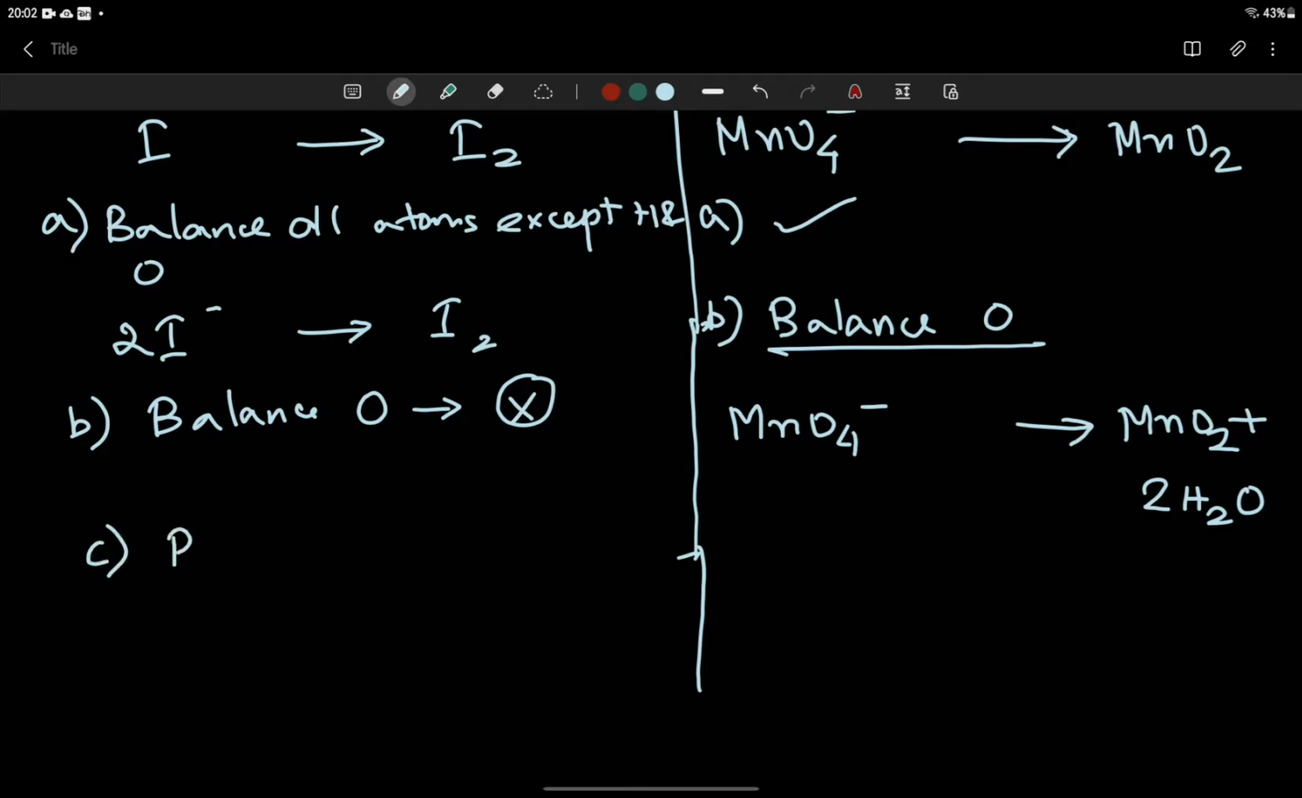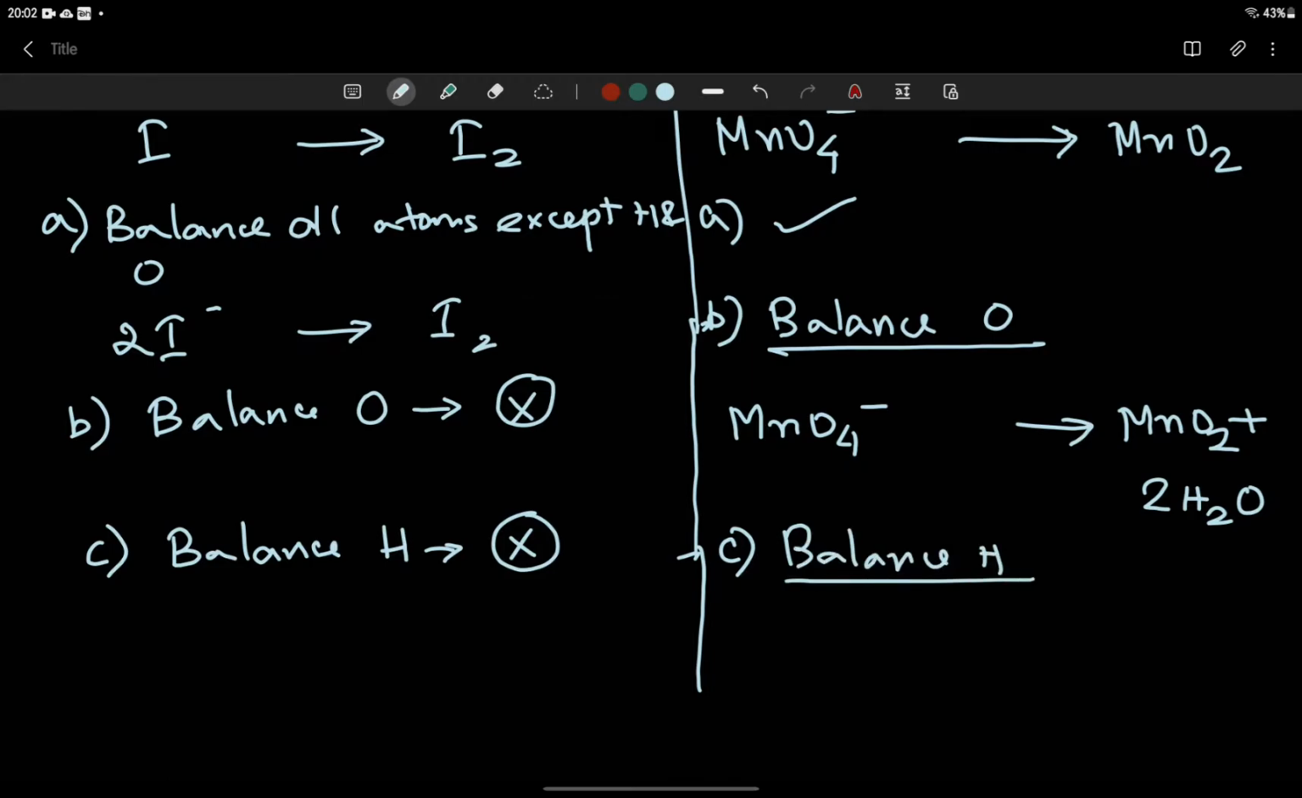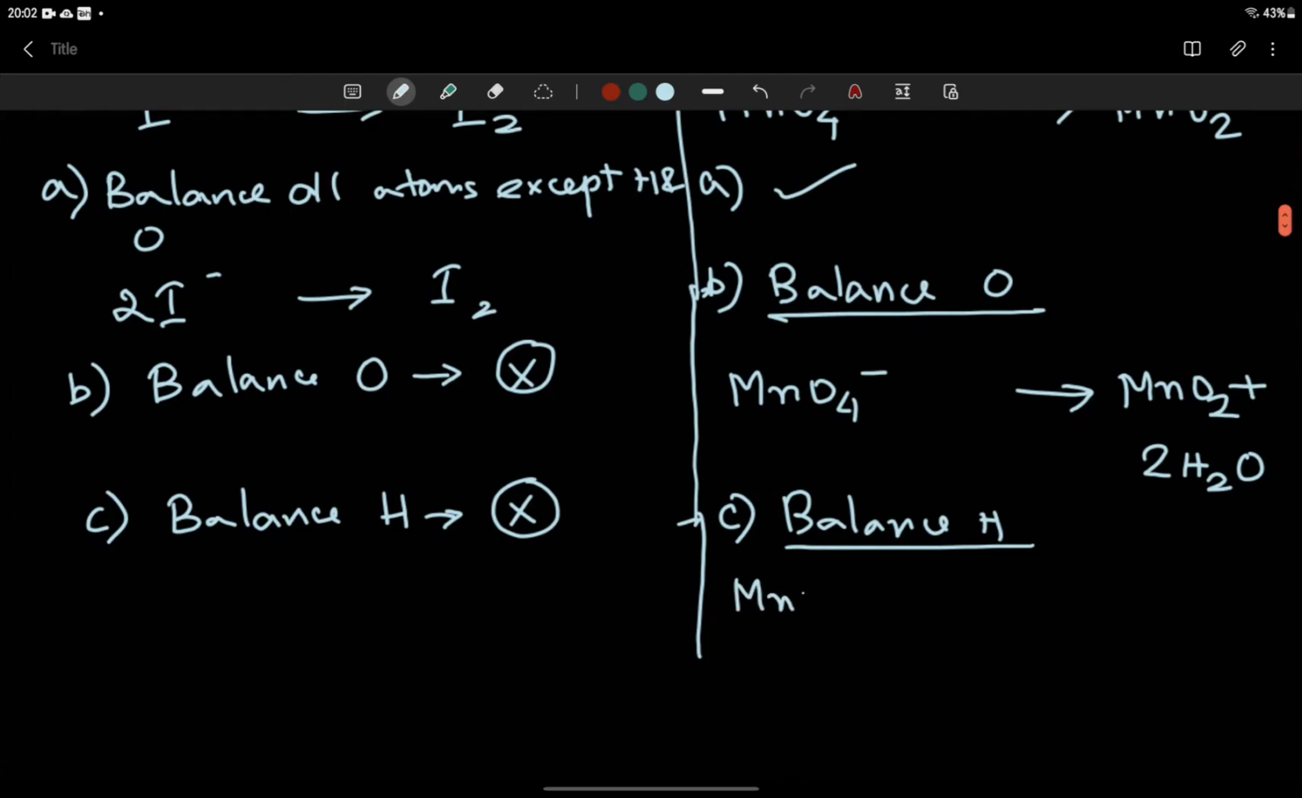Now we are going to balance hydrogen atoms. In the oxidation half we don't need to balance hydrogen because there is no hydrogen, but in the reduction half, as we have added water molecules, and water also has hydrogen, the hydrogen is not balanced right now. We are going to balance it. In the product side we have 2 moles of water, so 2 into 2, 4 H plus ions are there. That is why I am going to add 4 hydrogen ions in the reactant side.